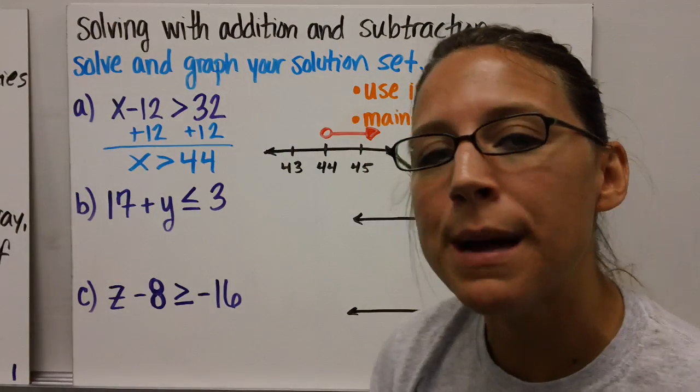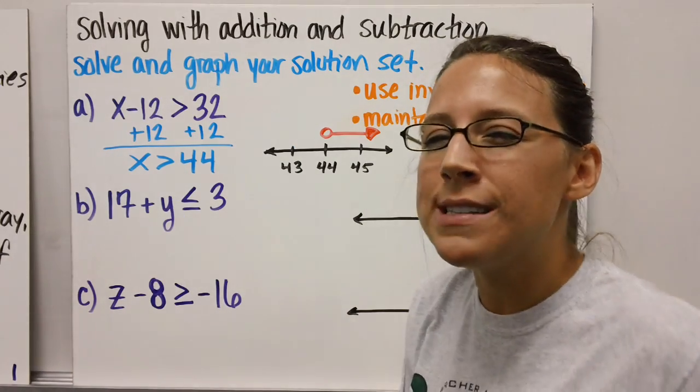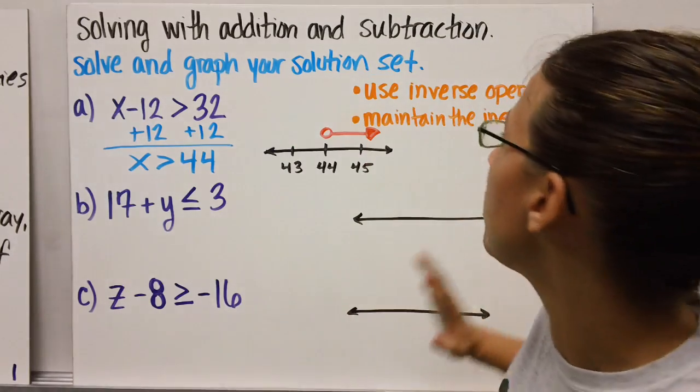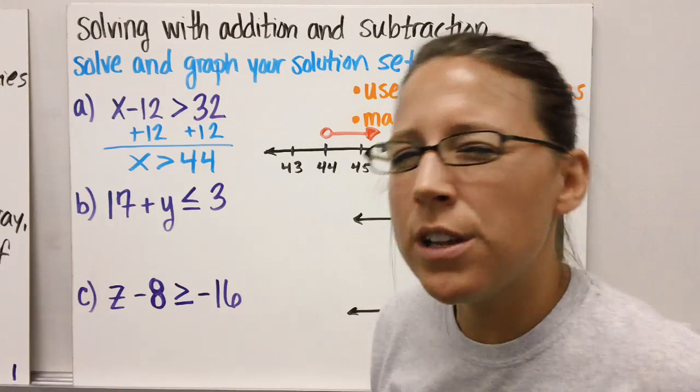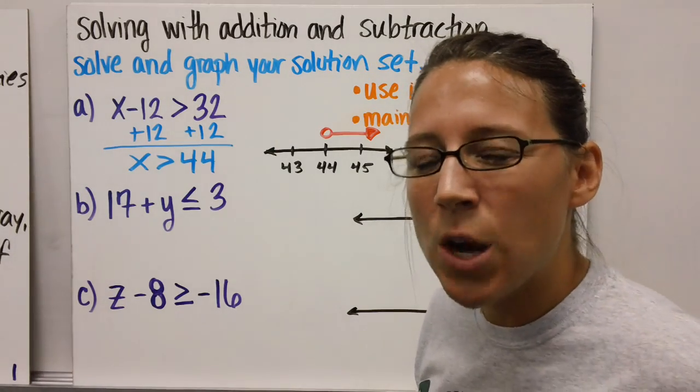So we can begin by solving inequalities using addition and subtraction. This is just like our one-step equations, only with inequalities. Notice there are no equal signs here. We're not ever going to use an equal sign with an inequality because it's not representing equality.